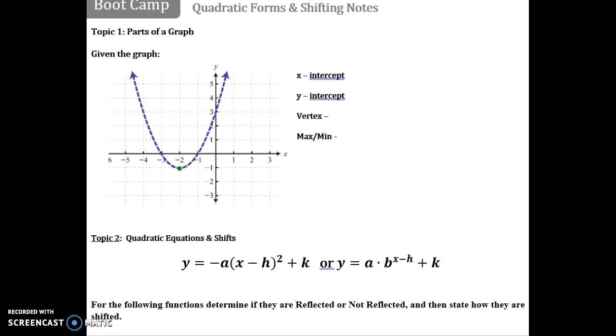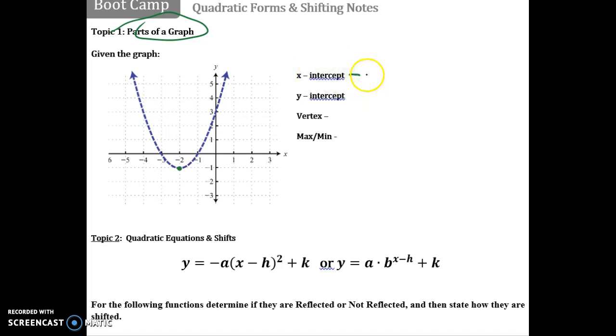Today we're going to talk about quadratic terms and shifting. This is something that we spent a lot of time talking about already, so a lot of it might seem like a familiar concept. So the x-intercept, or these are all parts of a graph. If you are going to describe a graph, you have to know its individual parts. Not every single graph will have all of these parts.